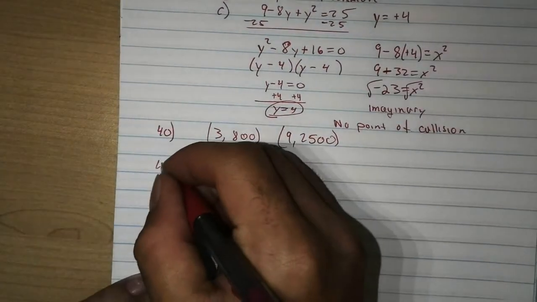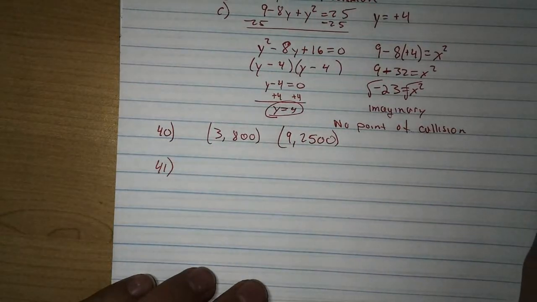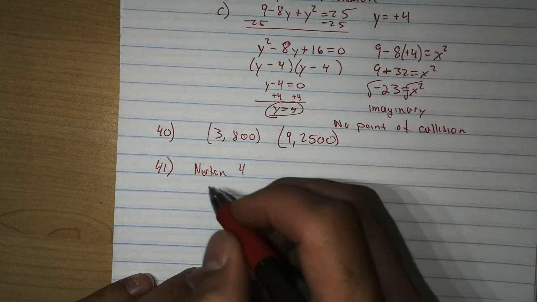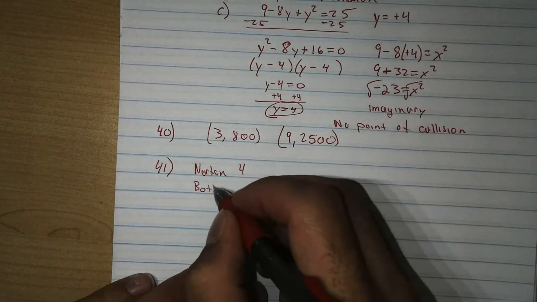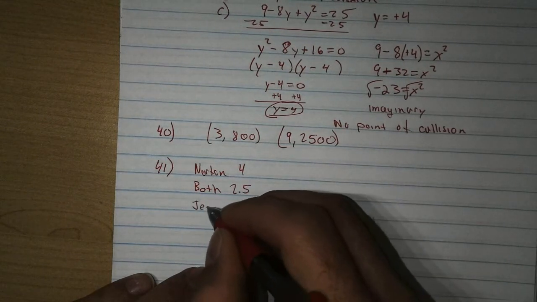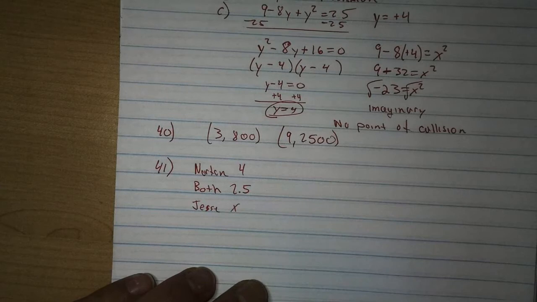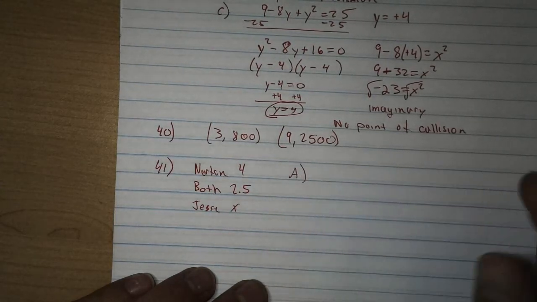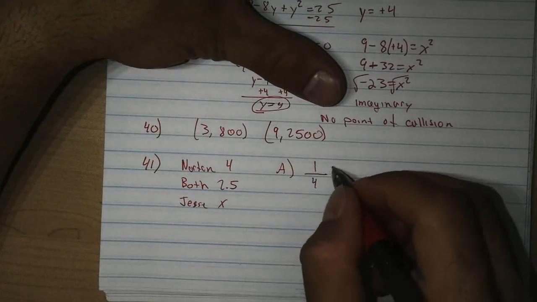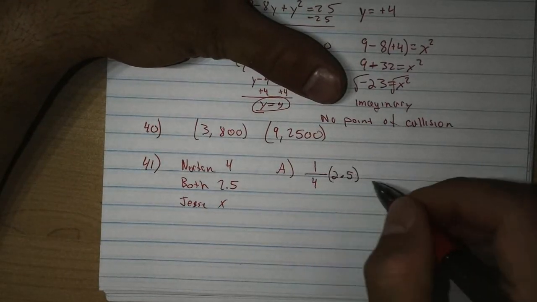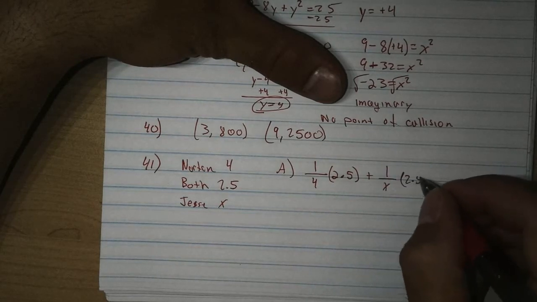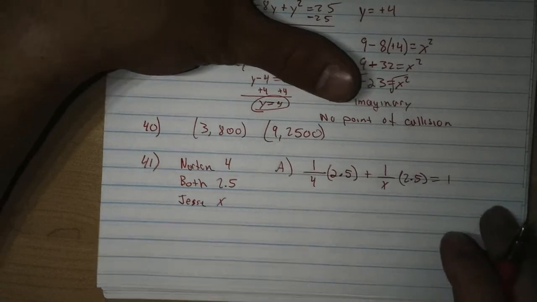Last one, 41. So Norton does it in 4 hours, both do it in 2.5, and Jesse does it in x. We don't know. So put into an equation to set this up. So 1 over Norton's time times the time it takes them to do it together, plus 1 over Jesse's time times the time it takes them to do it together, equals 1. 1 meaning one job completed.